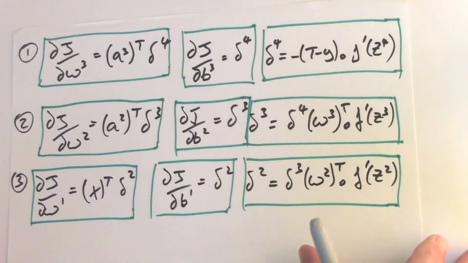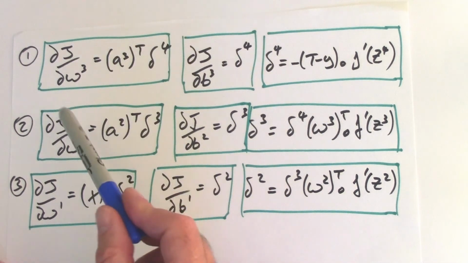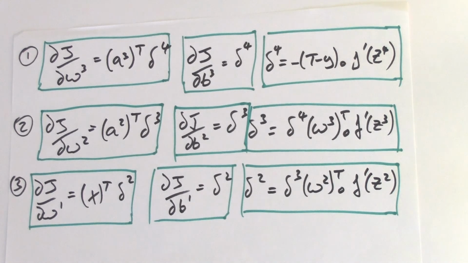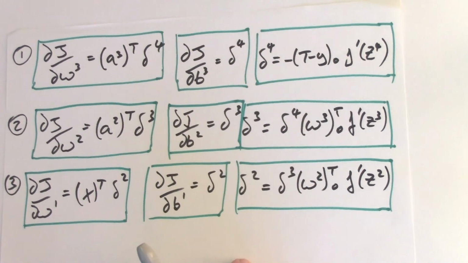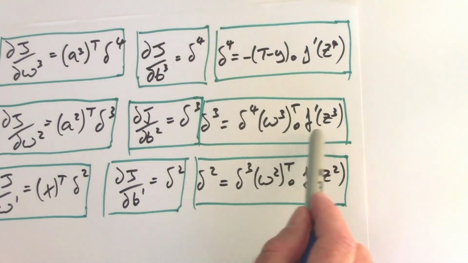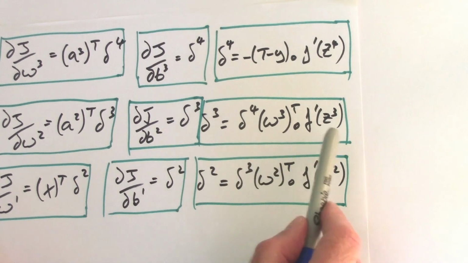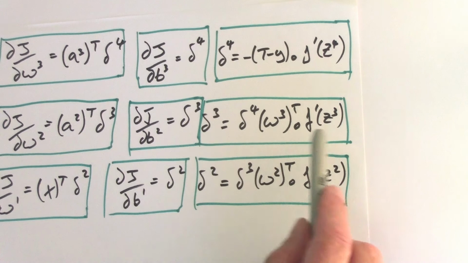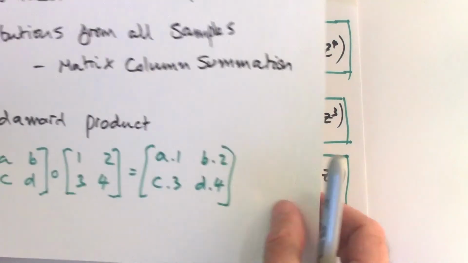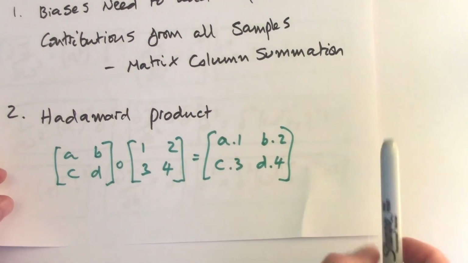Okay, so let me just summarize all the equations that we've derived. Here they are: the dJ/dWs, the dJ/dBs, and the dels. I'd like to make a couple of important points here. I didn't explain in detail here, but between these matrices it's important to use the Hadamard product instead of the standard matrix multiplication. The Hadamard product is basically an element-wise multiplication like this. It's not a dot product.